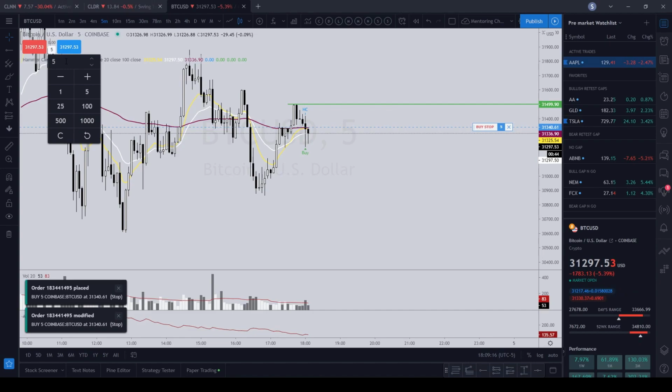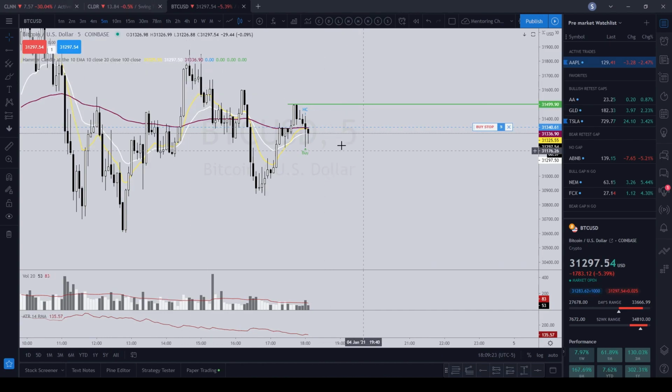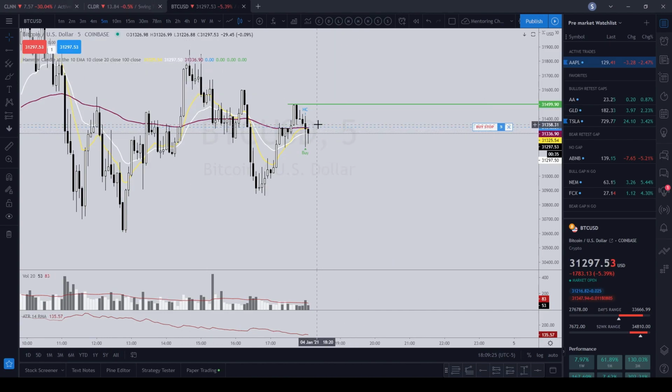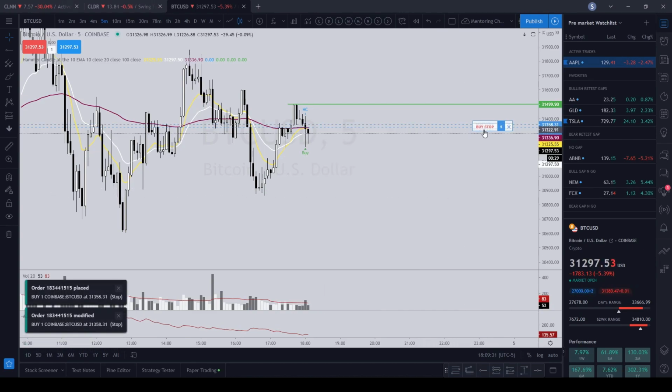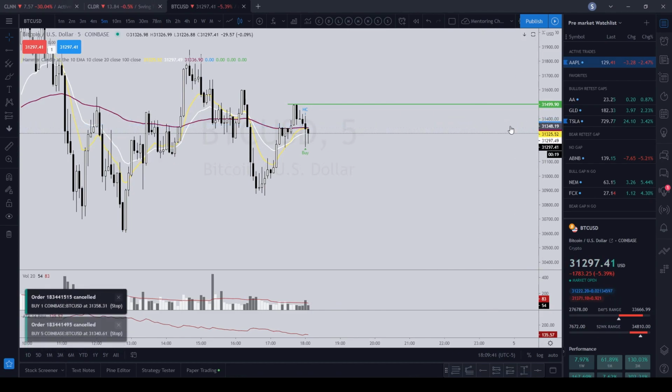Now, if we wanted to change that, let's just go down to 1. If we wanted to just buy the 1, you see that it just says 1. So we can click that, and we've got an order at this price for 5, and we've got another order here for 1. Now again, that doesn't protect the position. You've got to go in the way that I've shown you and protect the position after the fact. So let's just cancel that out.